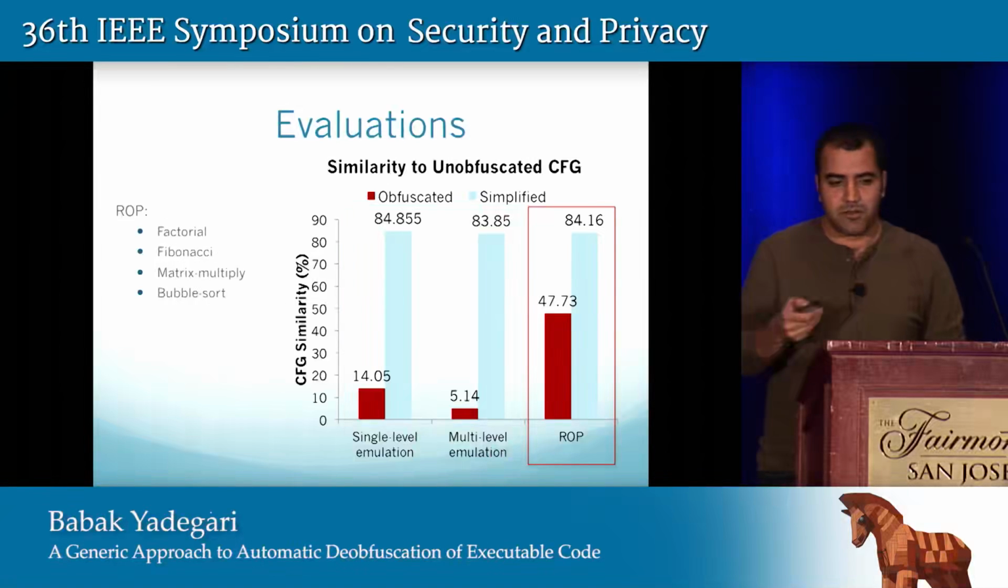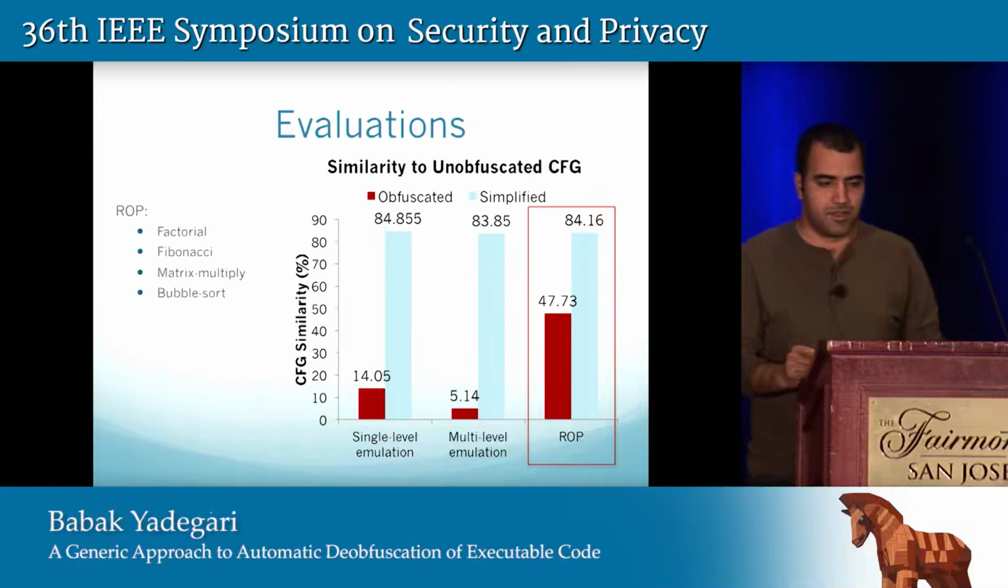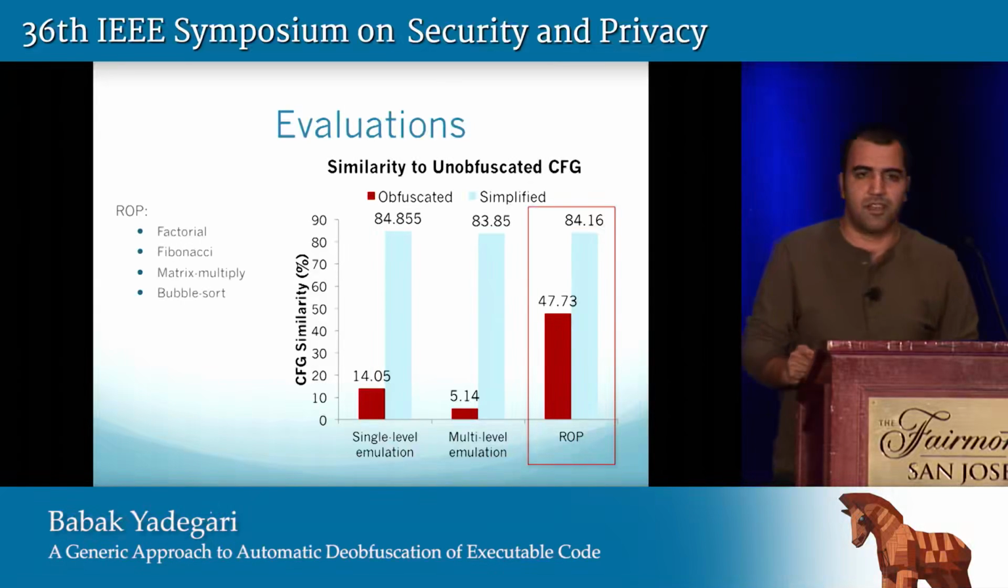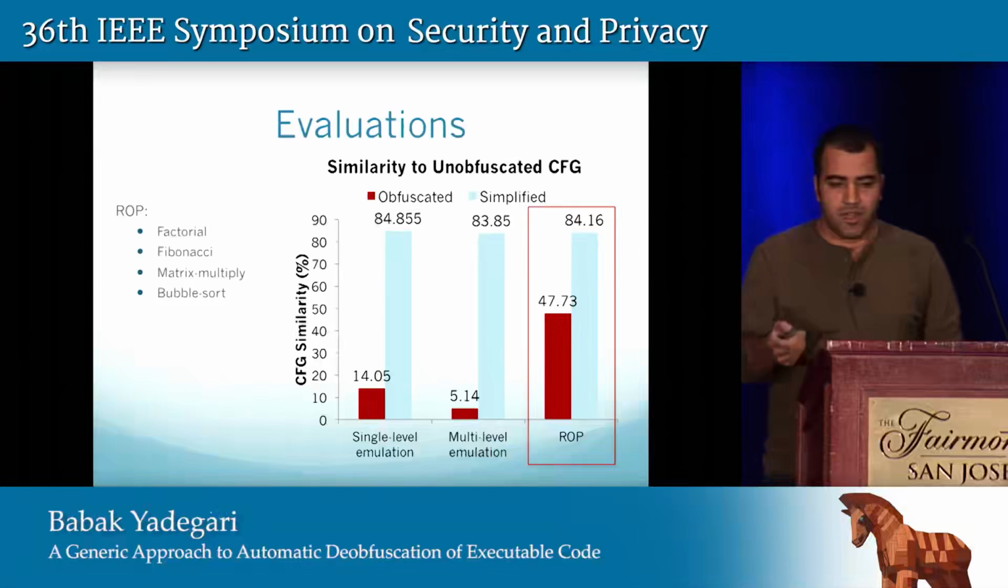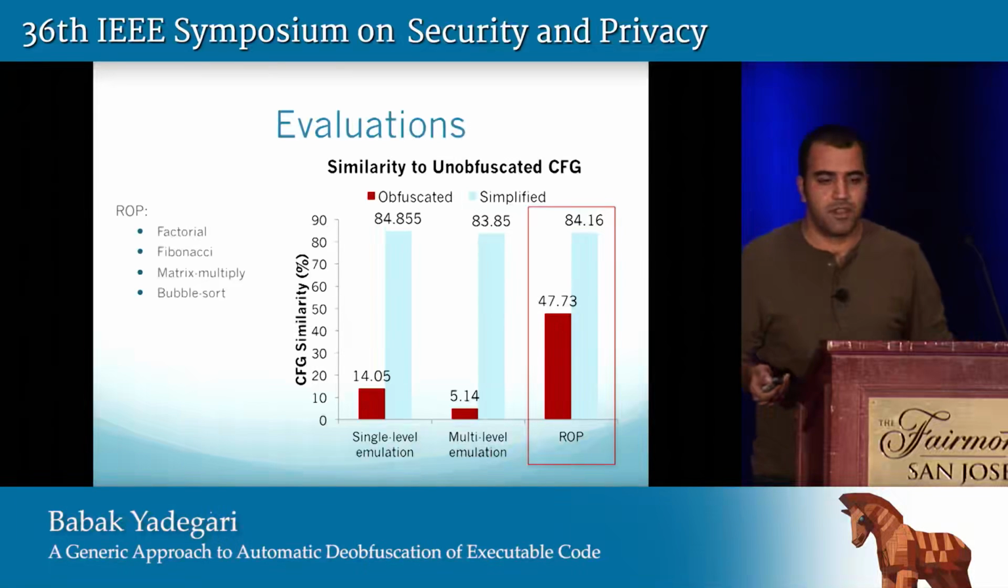And we did the same thing for ROP programs. We used 4 ROP programs, and we built these ROP programs ourselves. We didn't do malicious ROPs because they were so trivial and easy. So the programs that we selected have interesting structures. And as you see, the average CFG similarity is generally above 80% with regard to the obfuscated code.